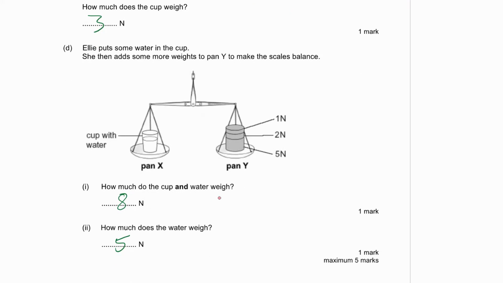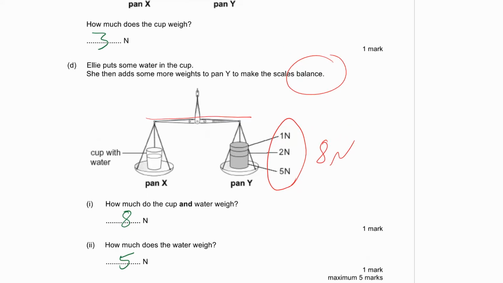How much do the cup and water weigh? Again, this is balanced, as you can see, because it's a flat, straight line. It's not slanted that way or that way. So you just had to total these up, which equals 8. So the cup and water must also weigh 8.